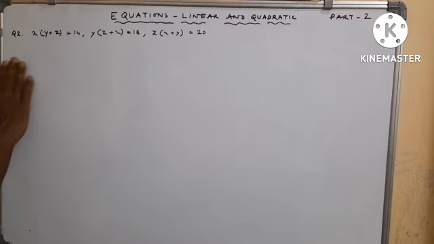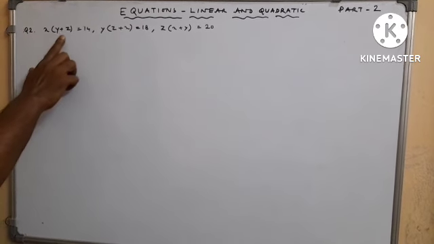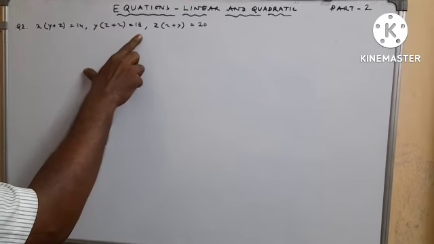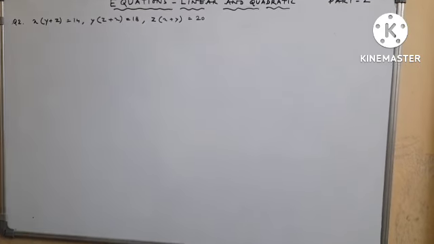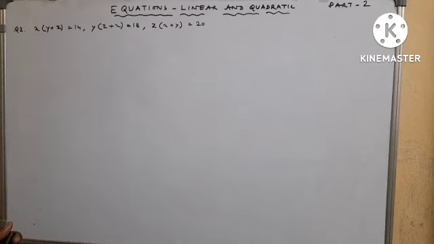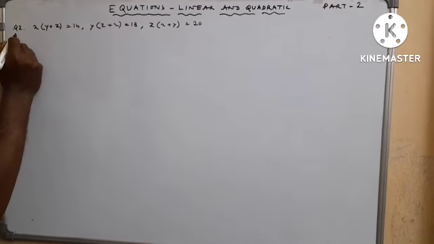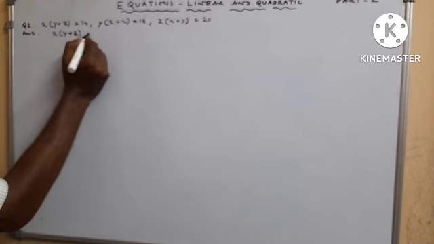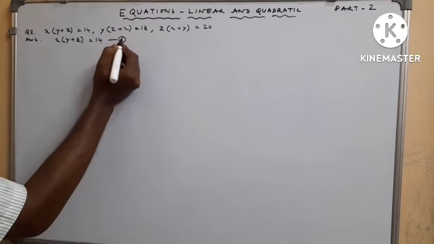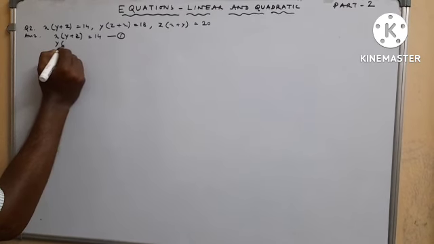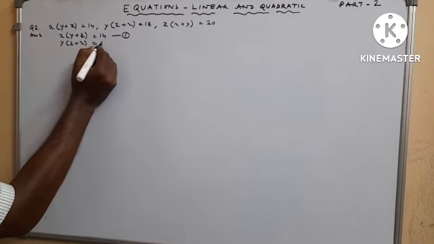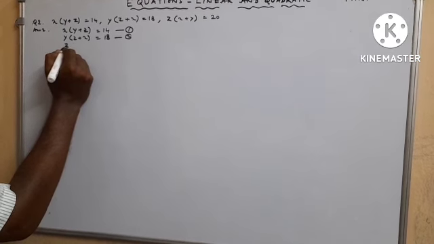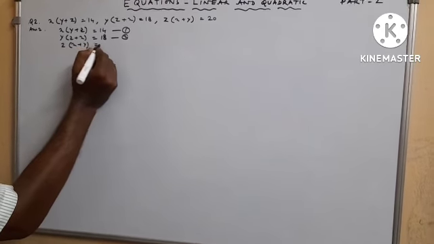Second question. Again solve: x in bracket y plus z equals 14, y in bracket z plus x equals 18, z in bracket x plus y equals 20. Find out the values of x, y and z. So we are writing x(y plus z) equals 14, this is my first equation. y(z plus x) equals 18, second equation. z(x plus y) equals 20, third equation.